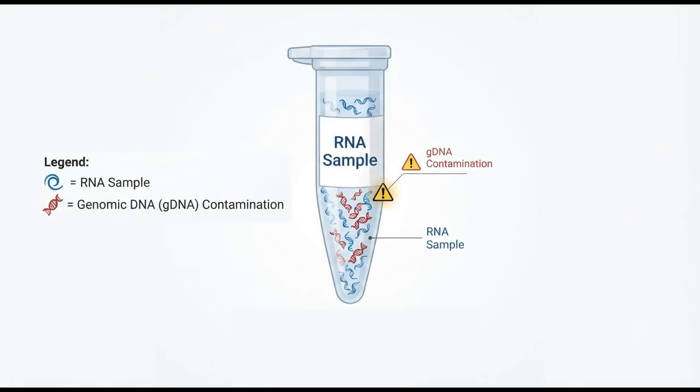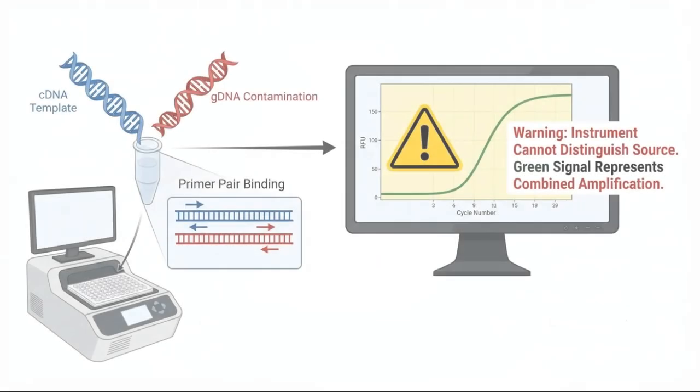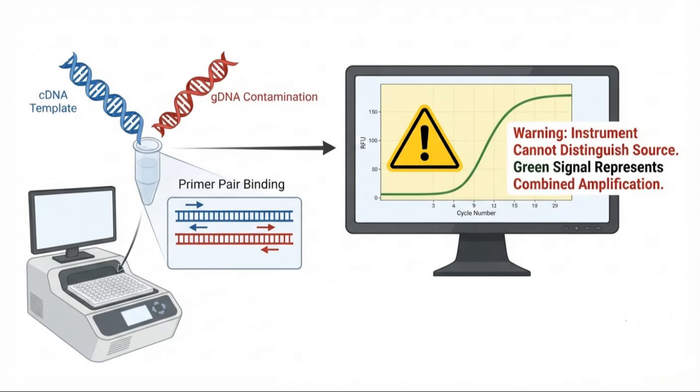Now imagine your RNA preparation contains a small amount of genomic DNA contamination. This is actually very common, even after DNase treatment. If your primers amplify both cDNA and genomic DNA, the qPCR instrument has no way to distinguish between them. It simply detects amplification. As a result, your CT values become artificially lower, and your gene expression measurements become inaccurate. Fortunately, avoiding this problem is surprisingly simple. There are two standard strategies.